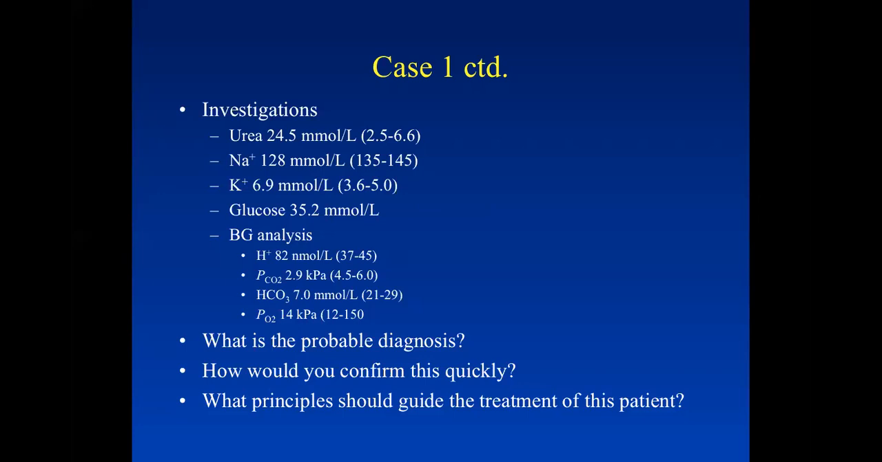This is a young patient. So how would you confirm this quickly? By doing a ketone level, in blood or urine. Most probably it will be positive, so he will most probably have high ketonuria or ketonemia levels.